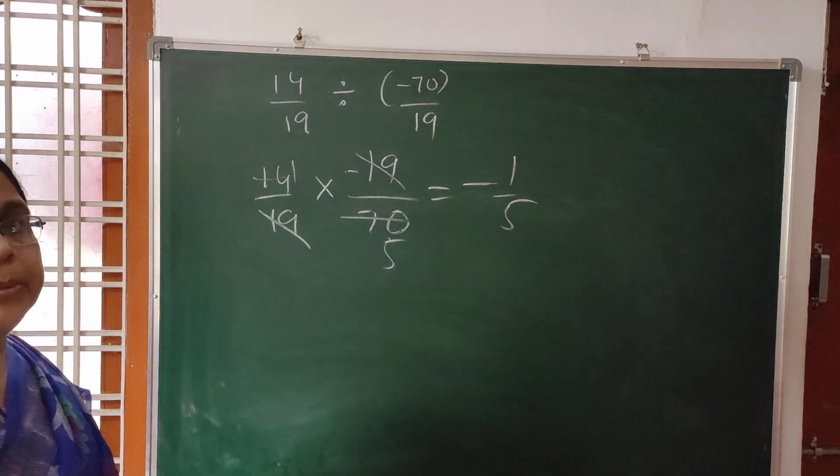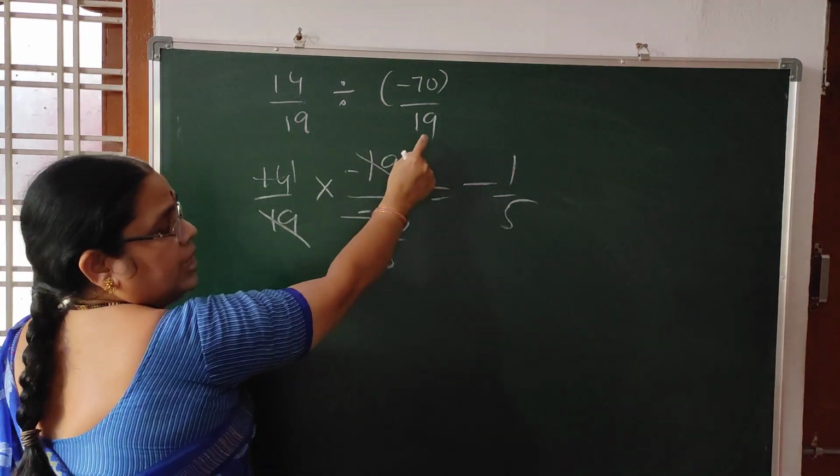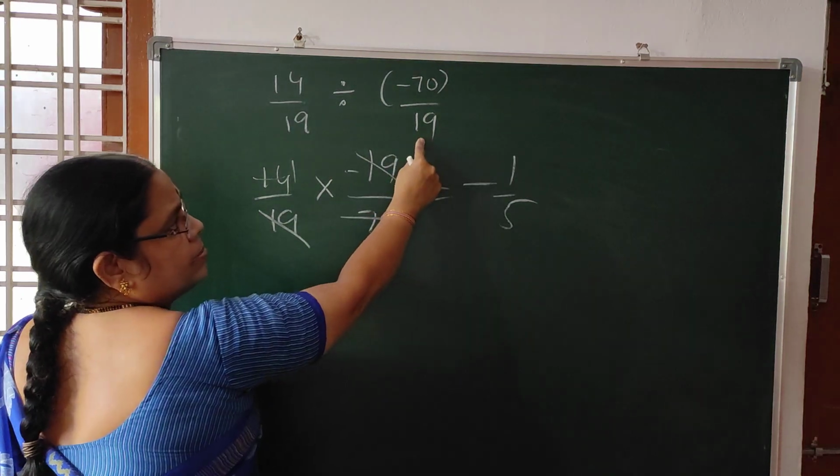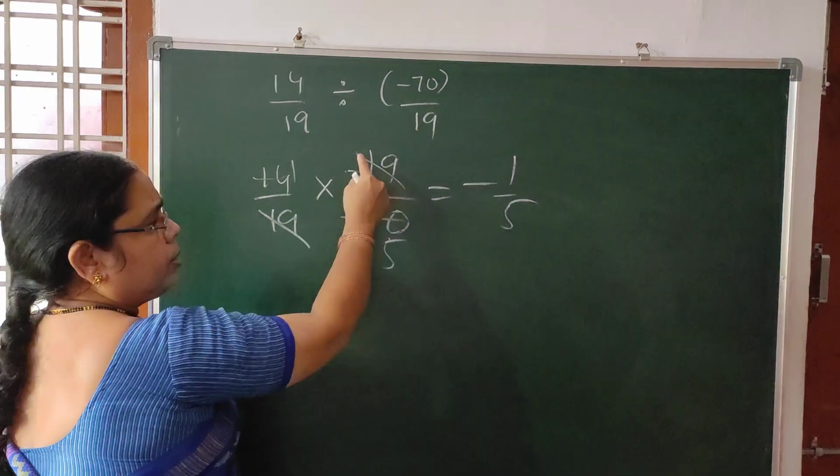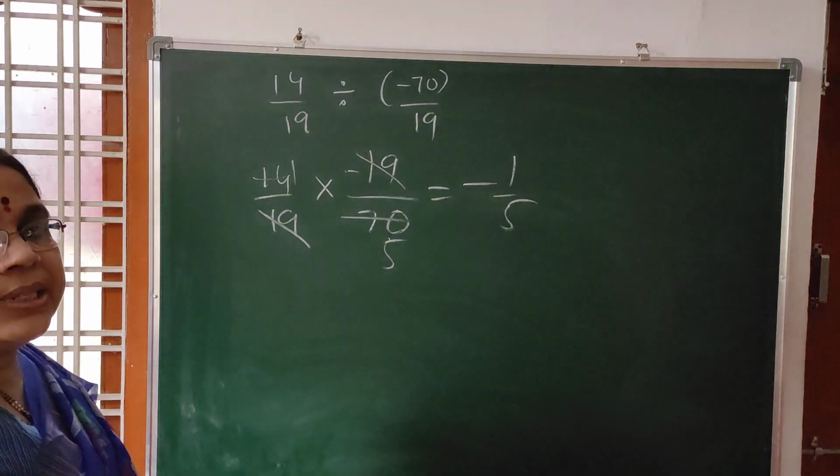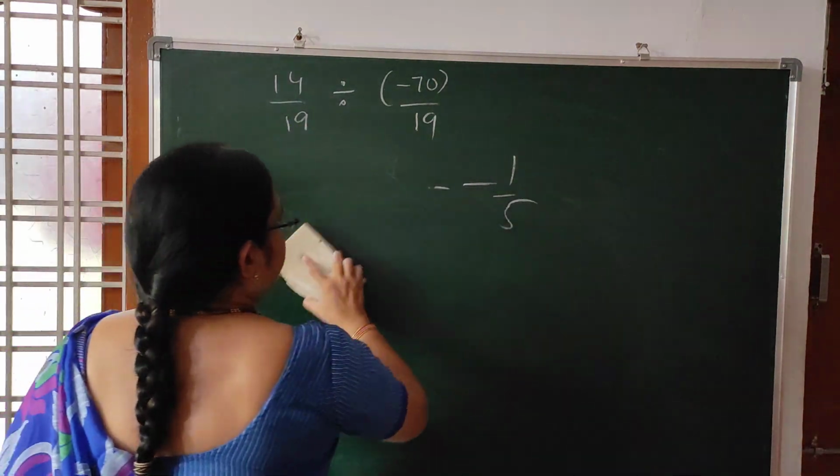A rational number divided by a rational number: dividend into inverse of the divisor. So this becomes 19 by minus 70, or minus 19 by 70. LHS, you got minus 1 by 5.